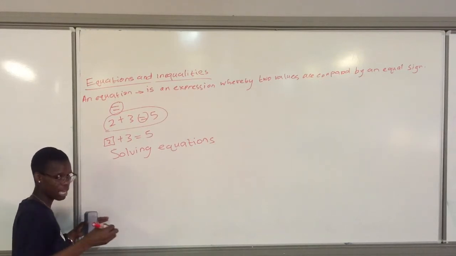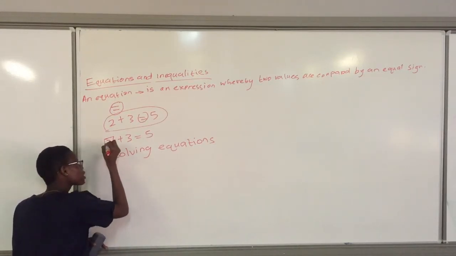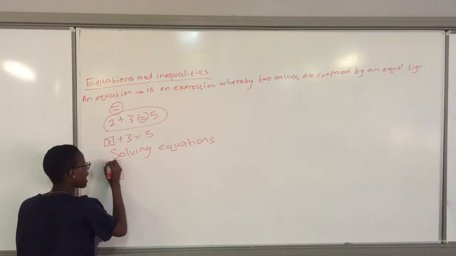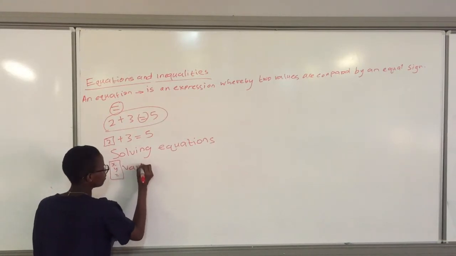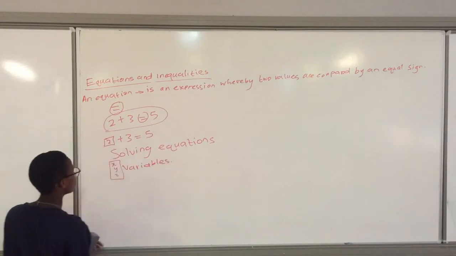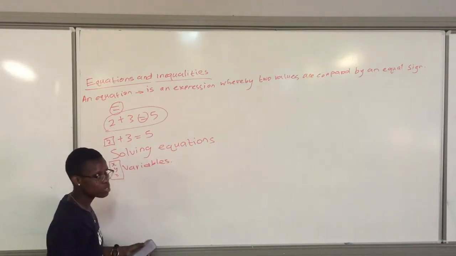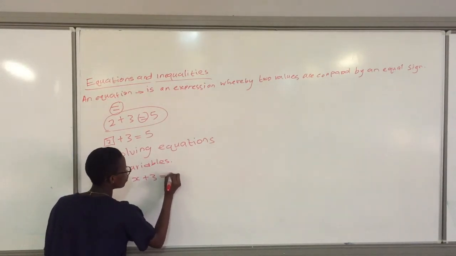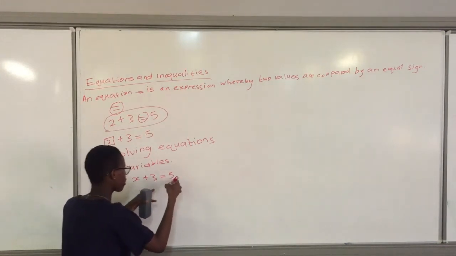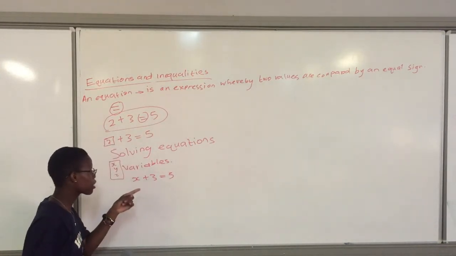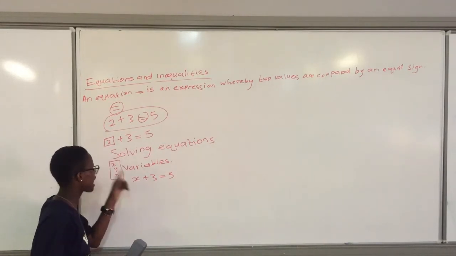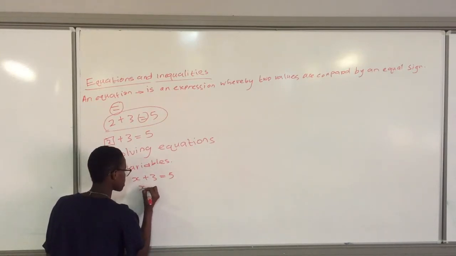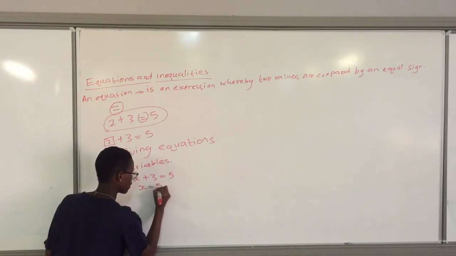During this stage, grade 10, FET, the box is replaced by either X, Y, Z, or any letter, and we call them variables. Let's use X because it's the one we use frequently. X plus 3 equals 5. In primary you were thinking literally which number can I add to 3 so that it can give me 5. But at this stage, you have to solve for X.